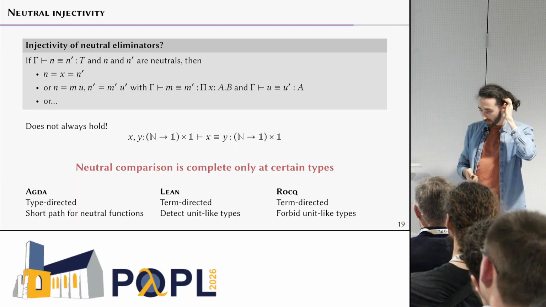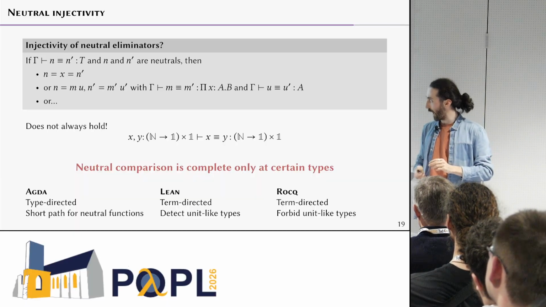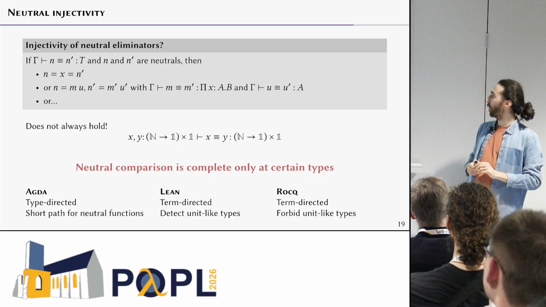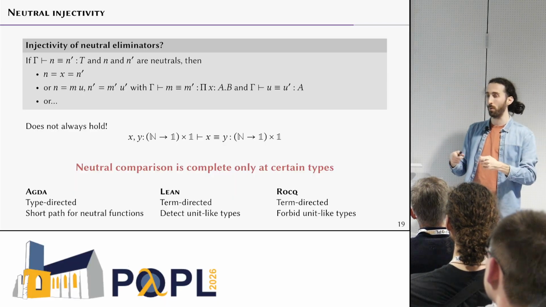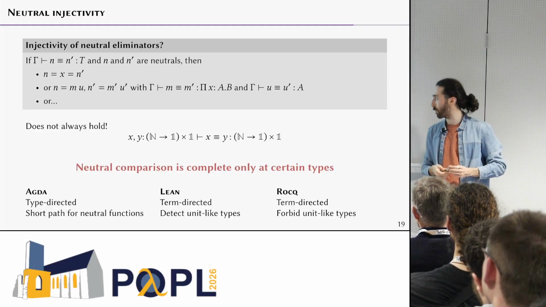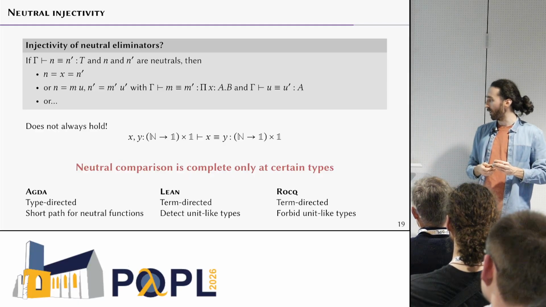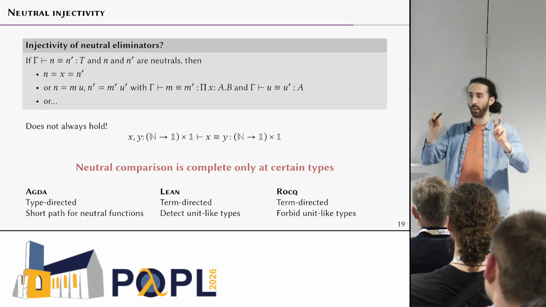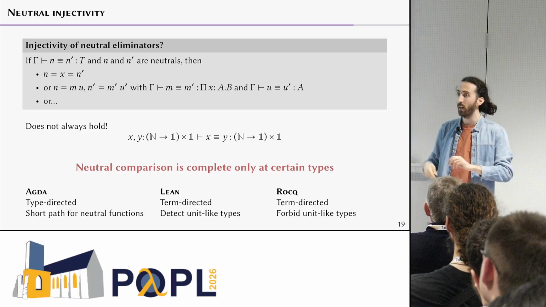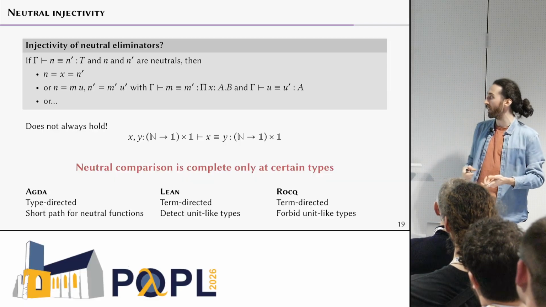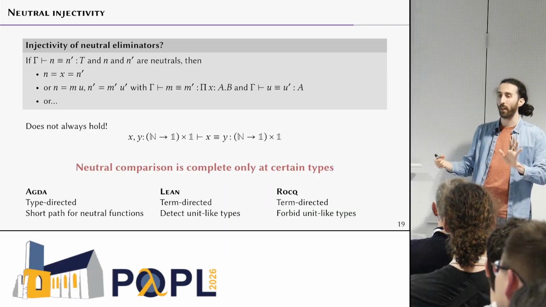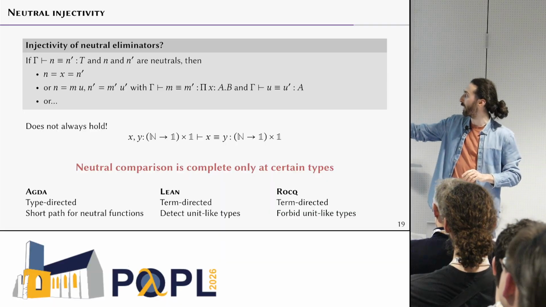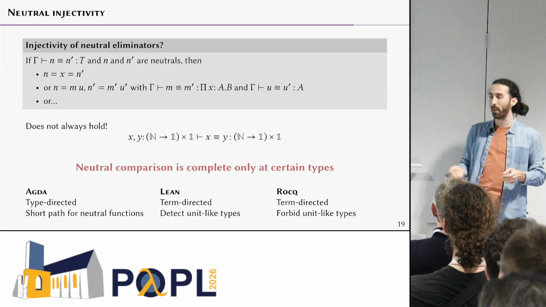Lean has a term-directed algorithm, and it has unit. So it has this problem that sometimes you have to be a bit careful about unit types. And so basically there's a check in the kernel to detect unit-like types. So types like this type here, that although they're not literally the unit type, they still behave like the unit. Actually, what's happening at that type is that any two inhabitants of this type are always convertible.